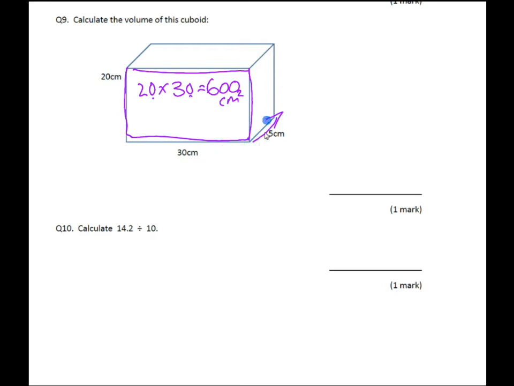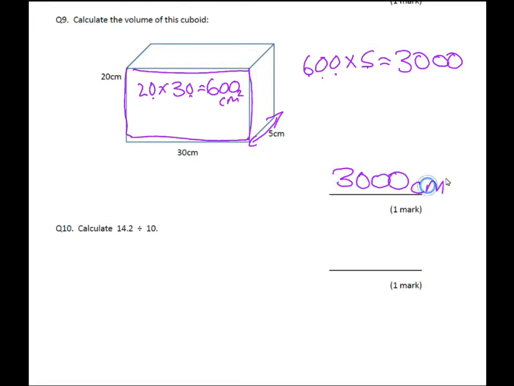And then for volume, we just multiply it by the 3rd dimension. So 600 times 5, nice and straightforward. 6 times 5 is 30, and the 2 zeros that we ignored. So our answer on the answer line is 3,000, and don't forget the centimeters cubed, because we're talking about volume. And that's again worth 1 mark.